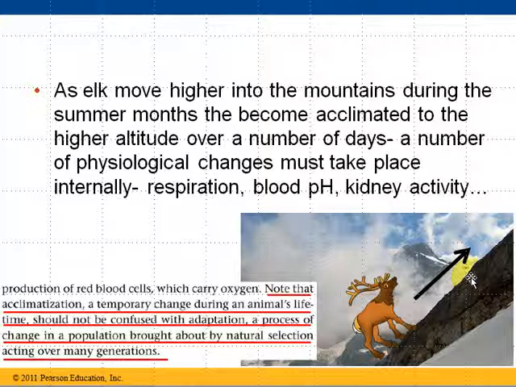So becoming acclimated is a temporary change that happens during your lifetime. Adaptation and evolution is a process of change in a population brought about by natural selection over many generations and long periods of time. So we're going to take a break right there.